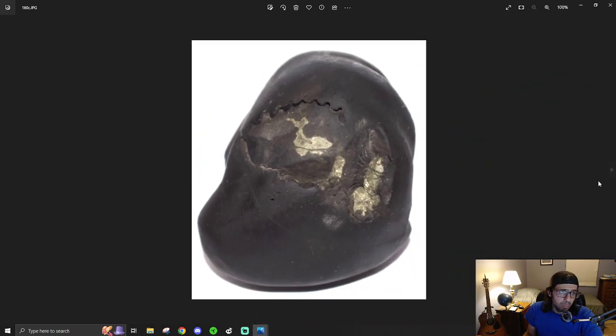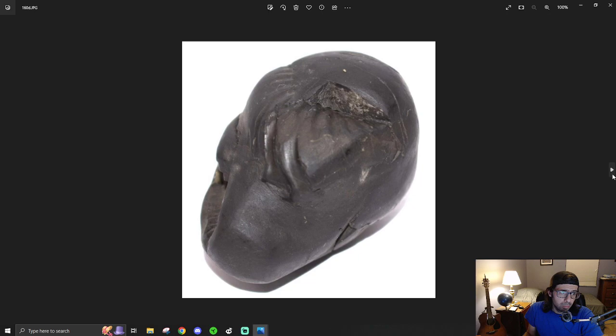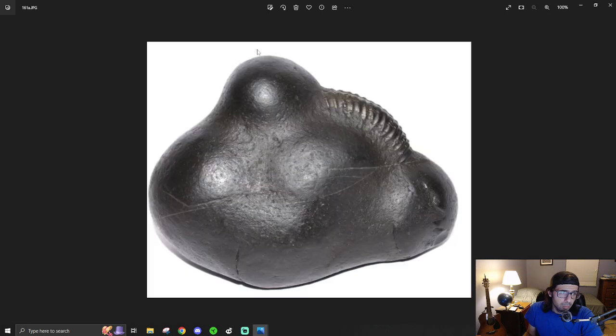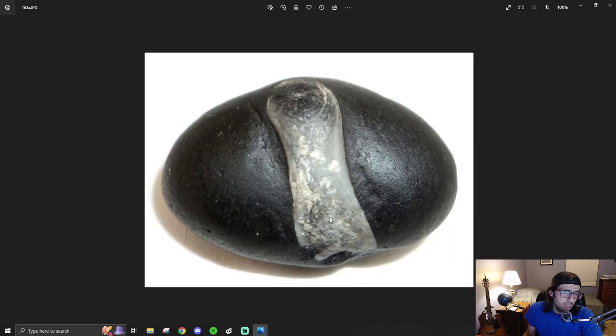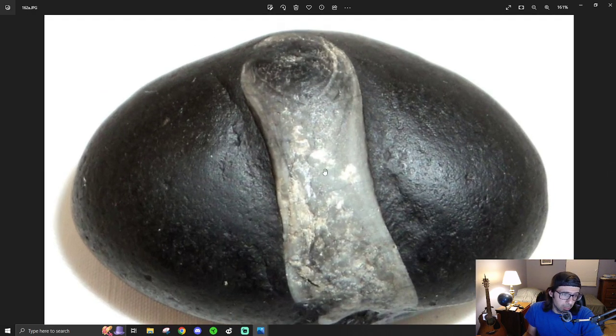Whoa. Another node, maybe node. Here's another one with a beam going through. Again, maybe pinched by the width of the stone to a narrow point.